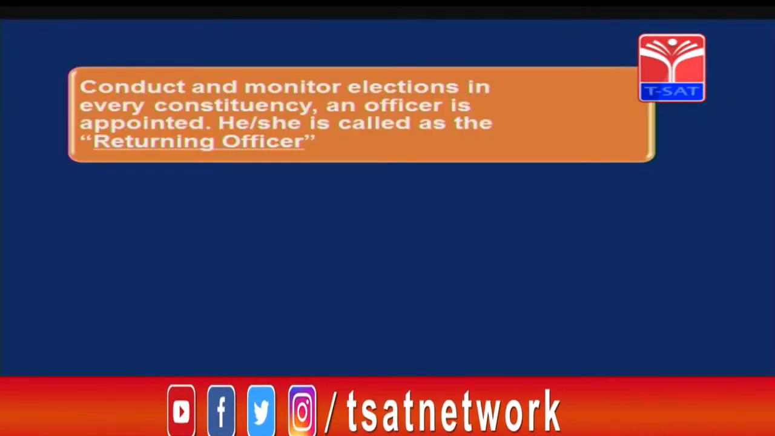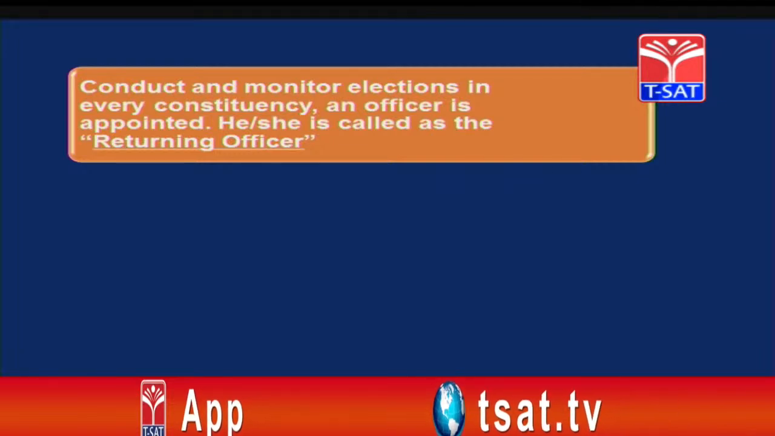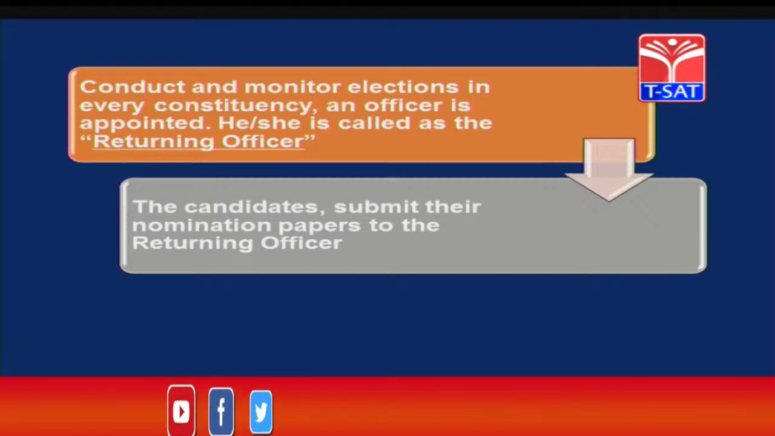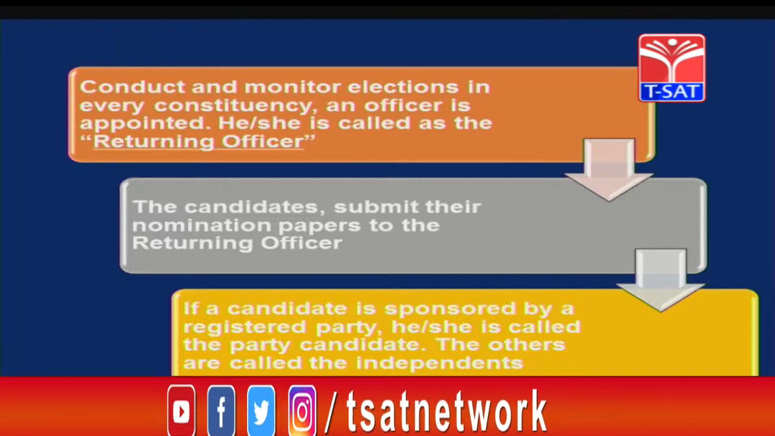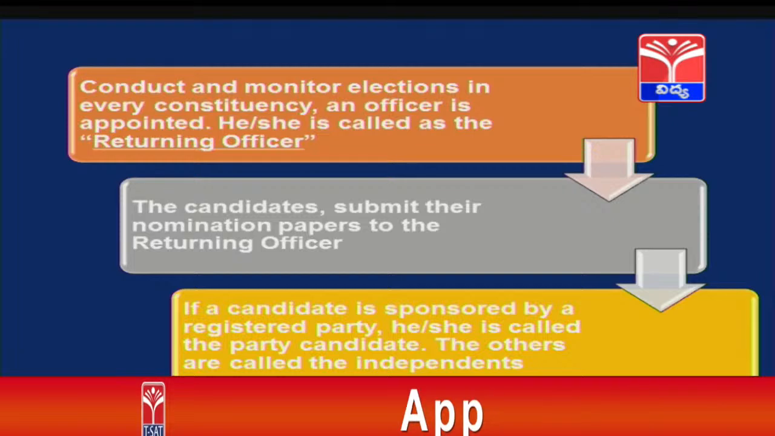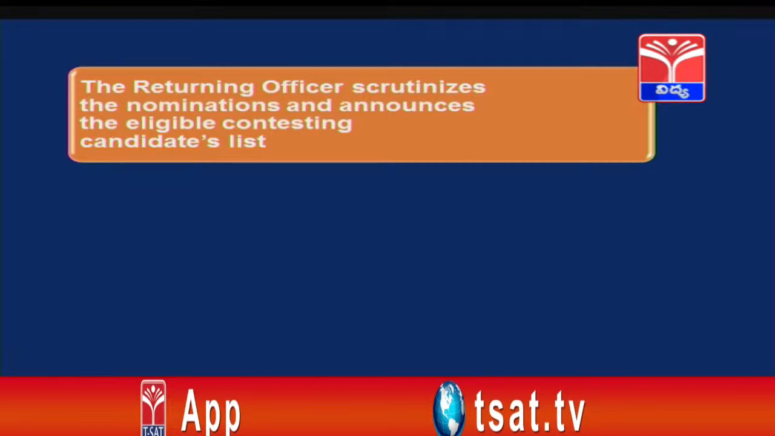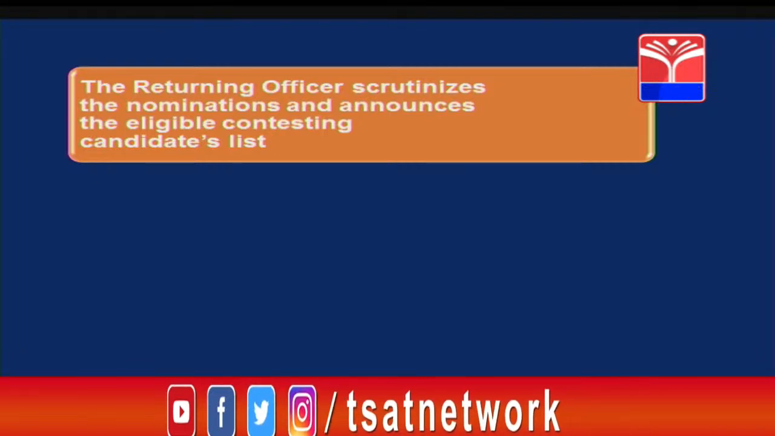Now let us see the procedure of conducting the elections. Conduct and monitor elections in every constituency. An officer is appointed known as the returning officer, and the candidates submit their nomination papers to this returning officer. If a candidate is sponsored by a registered party, he or she is called a party candidate. The others are known as independent candidates. And the returning officer scrutinizes, that means examines, the nominations and announces the eligible contesting candidate list.